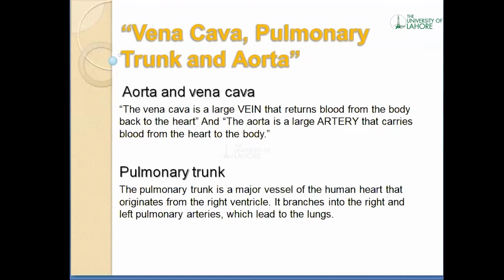Pulmonary trunk. The pulmonary trunk is a major vessel of the human heart that originates from the right ventricle. Then it branches into the right and left pulmonary arteries, which lead to the lungs.